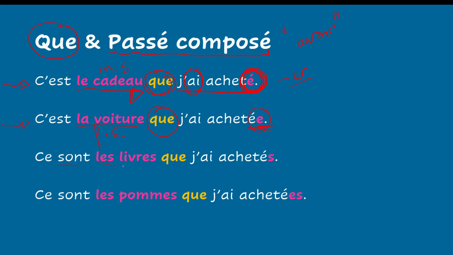Ce sont les livres que j'ai achetés. Les livres, masculine plural, you're going to agree the past participle, és. Ce sont les pommes, féminin pluriel, que j'ai achetées, féminin pluriel. So those are the apples that I bought, feminine plural. Those are the books that I bought. You don't hear the plural in English, you just don't hear of course the feminine or masculine, but in French, masculine plural és, feminine plural ées.